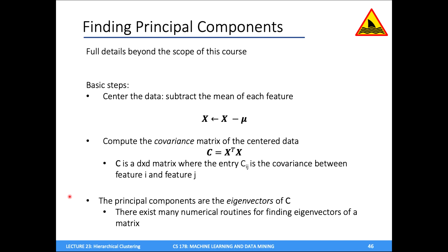To find the principal components in my data set, what I need to do is find the eigenvectors of this matrix C. So again, if you've never seen an eigenvector, don't worry about it. But there are a lot of numerical routines out there for finding eigenvectors of a given matrix. So overall, we can find principal components in just 3 steps, but the math behind these is a little bit beyond the scope of this class.